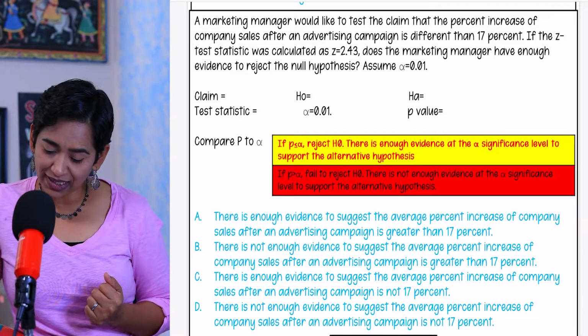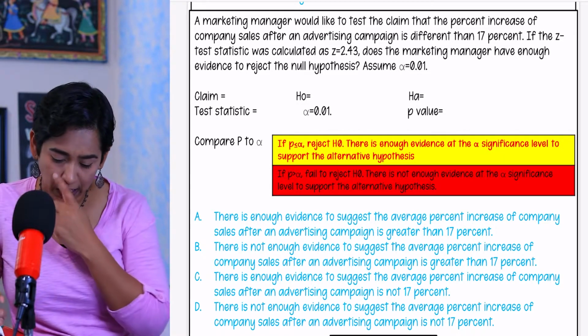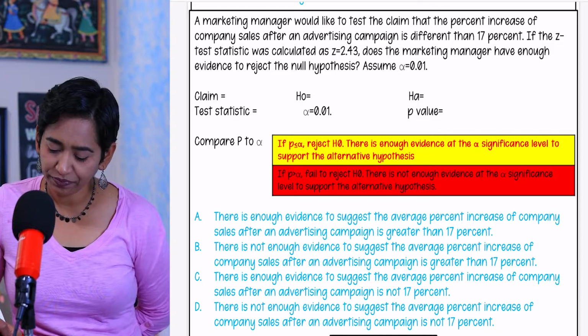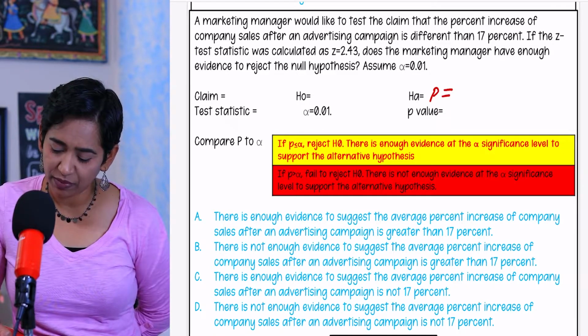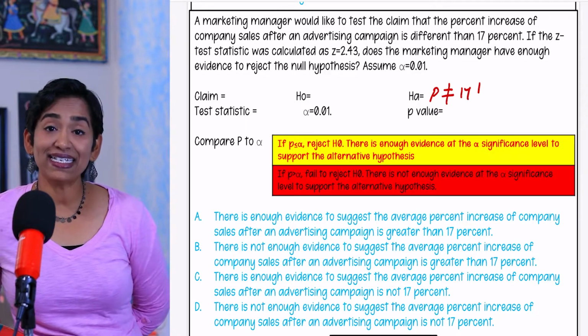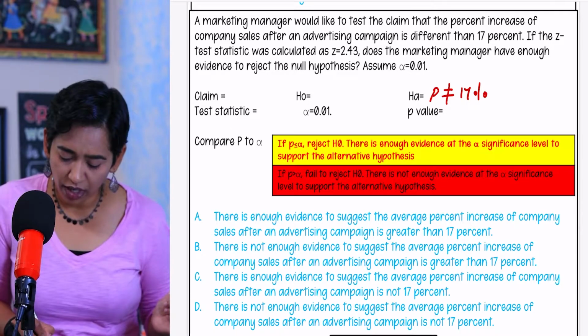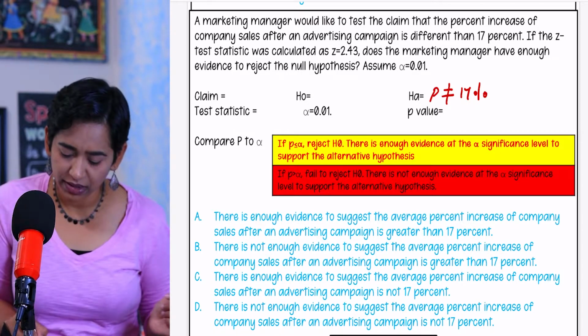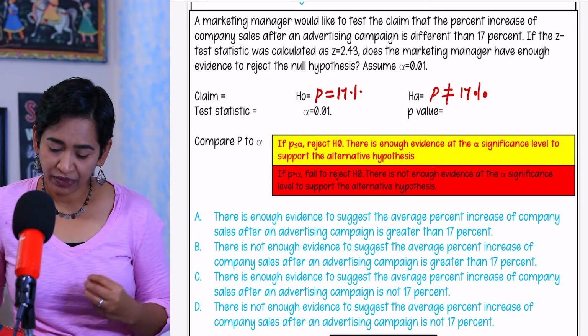A marketing manager would like to test the claim about the percentage increase of the company. Okay, so I'm just going to put the proportion is different, so not equal to 17%. As soon as I write my alternative, what do I write for my null hypothesis? The null hypothesis is simple, always equal to.